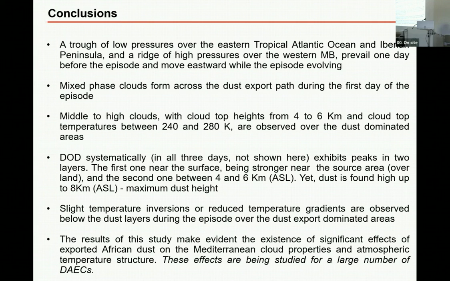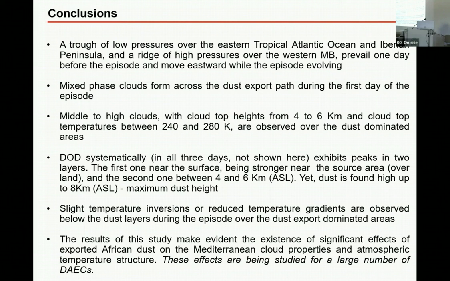And here we summarize some basic conclusions, but before we give them, I would like to highlight that these conclusions refer not only to the first episode day, which was presented in this presentation, but also to the next two episode days, namely 17 and 18 June 2016, which were also examined, but not presented here due to the limitation of time.